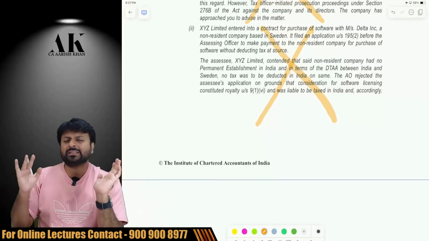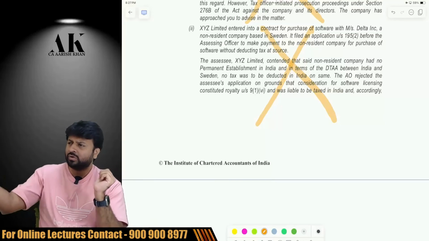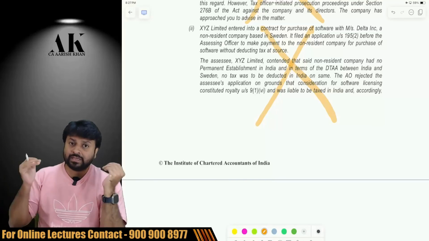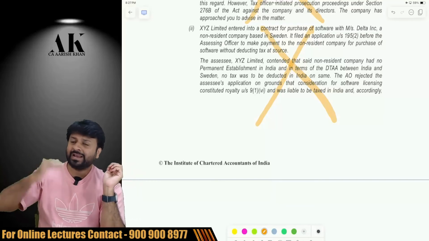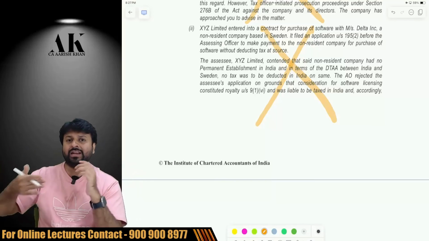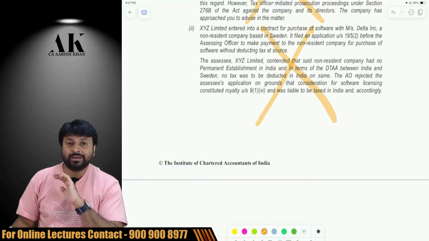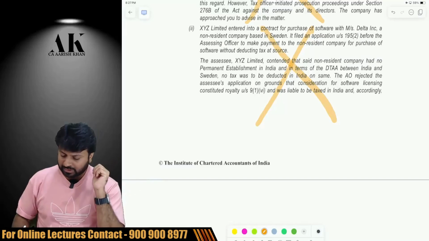The tribunal has the only power to call back the order and rectify an apparent mistake, if there is an apparent mistake, within the time limit. That too within the time limit. The tribunal cannot call back the order and re-hear the entire appeal once again by reconsidering the entire matter once again. That is not possible. Okay.